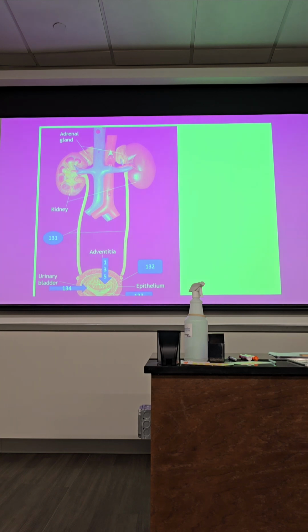The detrusor muscle. What is 135? Rugae. What is 134? Well, 133 is what? Trigone. So what's 134? That would be the internal ureteral orifice. Internal ureteral orifice. Which one? 133? 134. 133 is just a triangle.